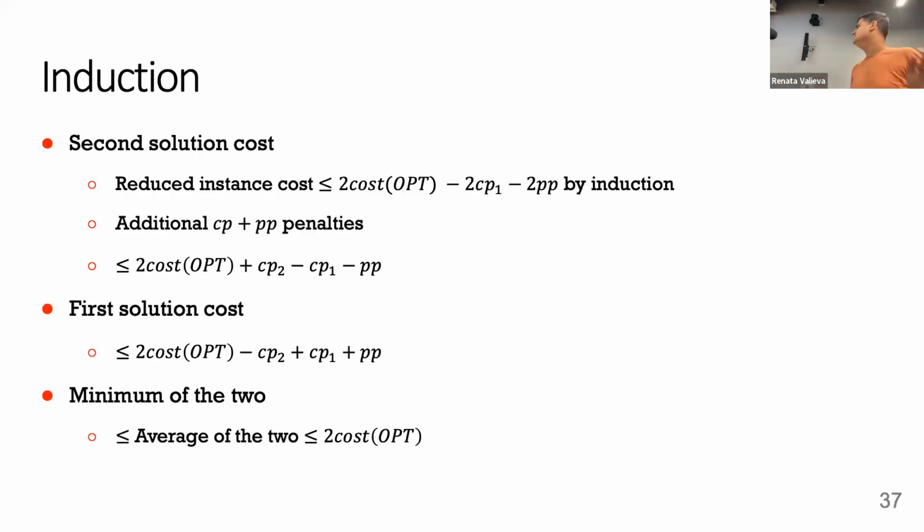Now, for the induction step, we have our cost of the second solution. The cost of the second solution can be bounded using the cost of the optimal for the reduced instance using our induction hypothesis, so it's 2 times that. And this is the cost of the solution we get for the reduced instance. We also need to add back the penalties that we set to 0. So we get this additional term, and this gives us this upper bound for the cost of the second solution. And we had this other upper bound for the cost of the first solution. The minimum of the two will be at most the average of them, which we can see is just 2 times the cost of opt. So we get a 2 approximation.